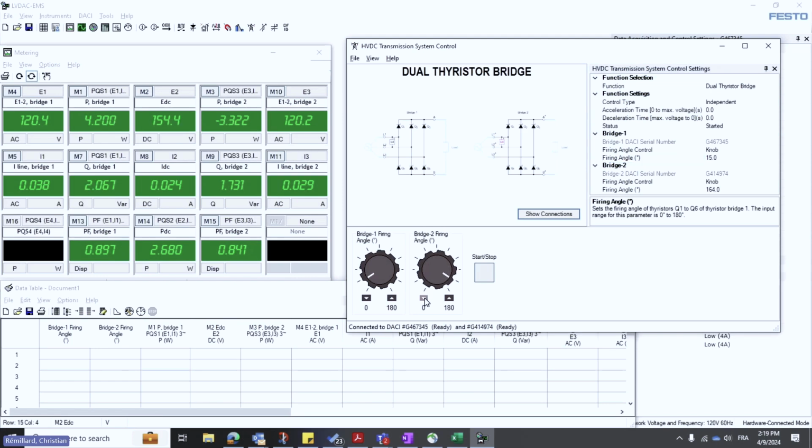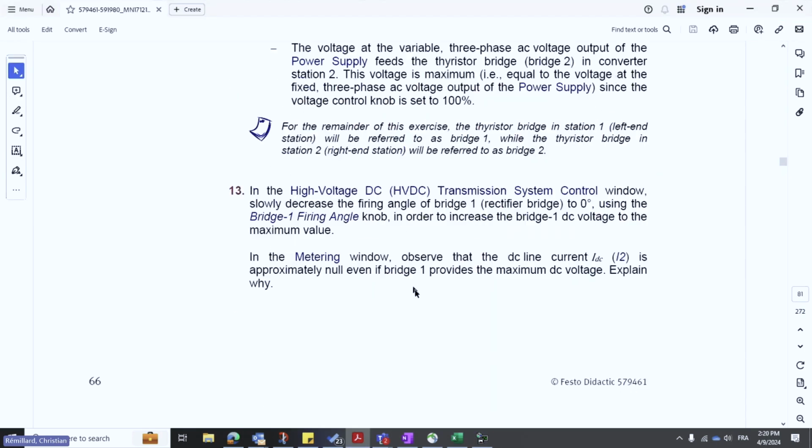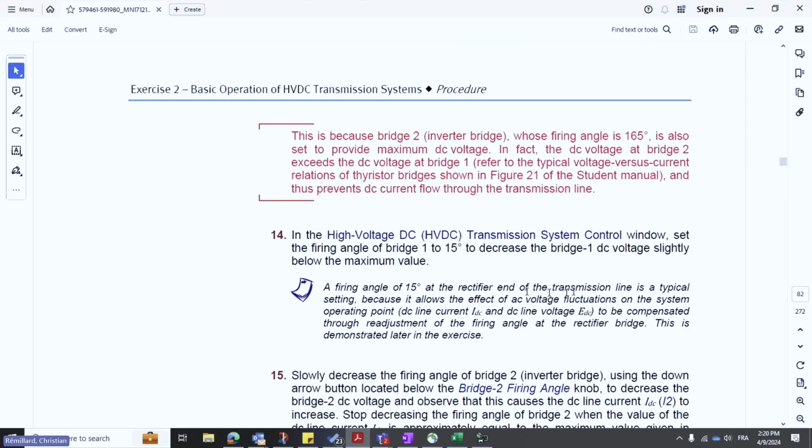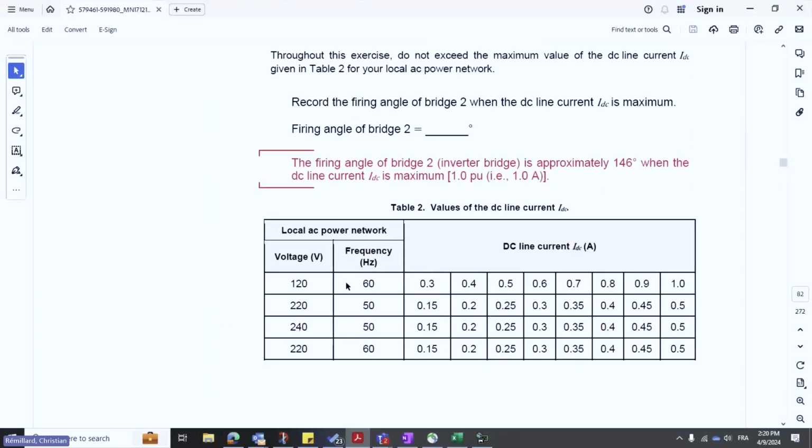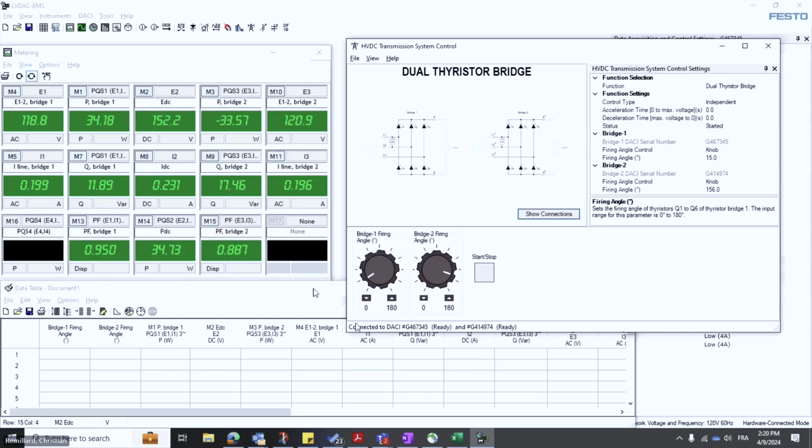So you will see that as soon as I start doing this, we will get DC current increasing here on our transmission line. And the exercise asks us to do this until we reach the maximum current presented in the table here for our network voltage. So here in North America, 120 volt, the maximum current we should reach is about 1 amp. So I will decrease my firing angle on bridge 2 until we get a current of 1 amp here. Let's do that here.